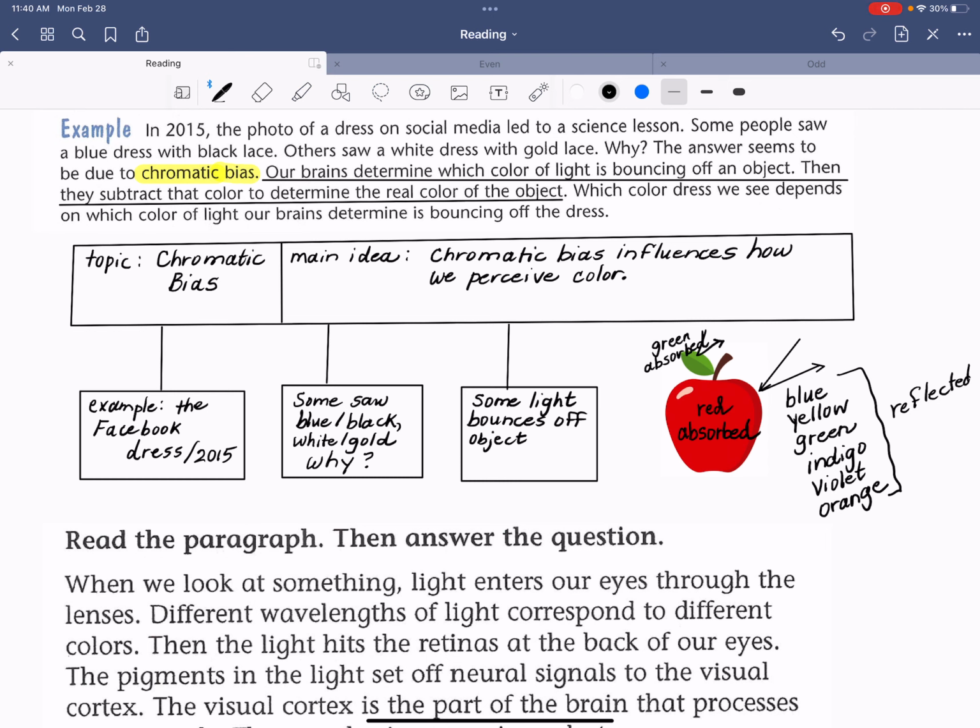And you might be thinking, this passage doesn't say anything at all about an apple. And that's true. I'm just using that as a way to explain this process and how all of this works.